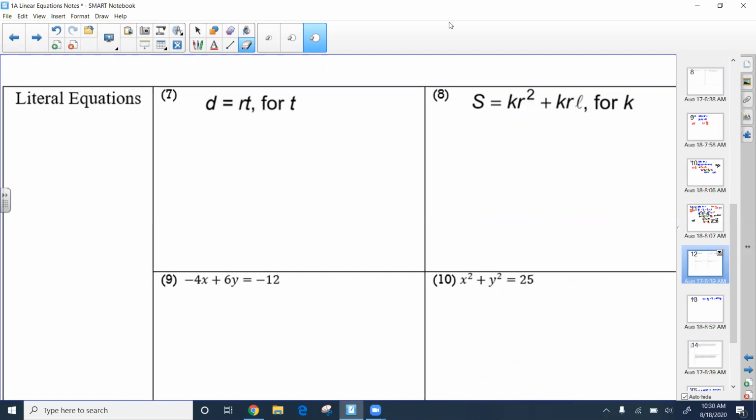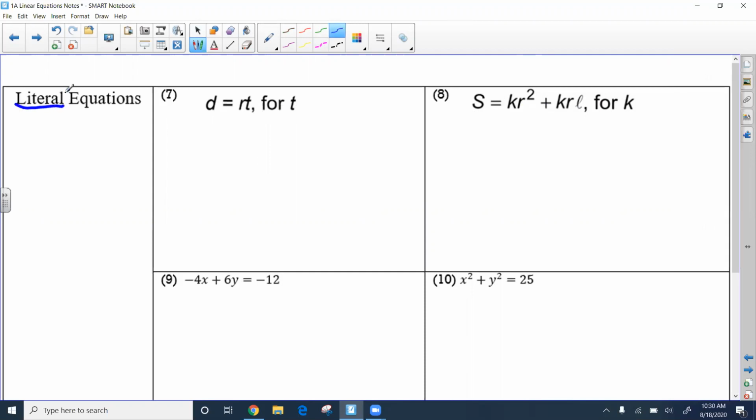If you look at our examples here, you'll notice these are not one variable equations. They definitely have more than one variable. These two equations you see here at the top, D equals RT and S equals KR squared plus KRL, are what are called literal equations. Literal equations are equations that have multiple variables, so they can have more than one variable. And the variables actually represent quantities.